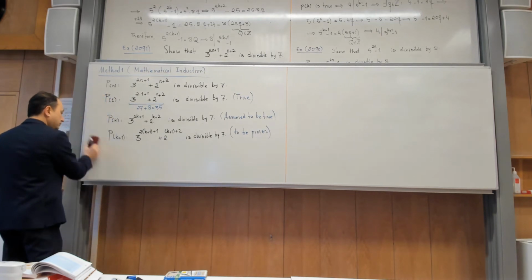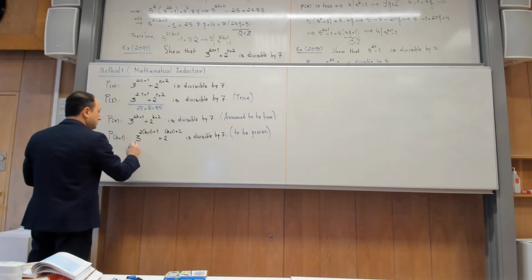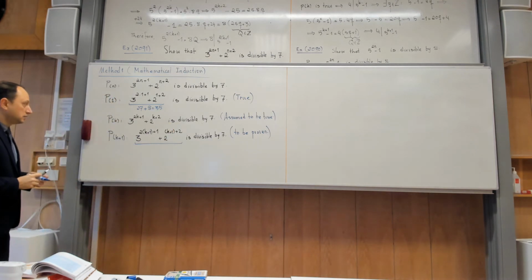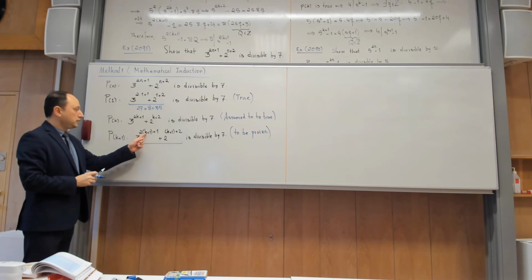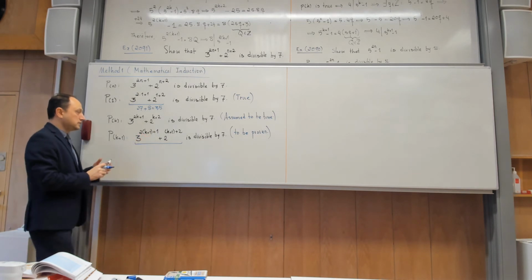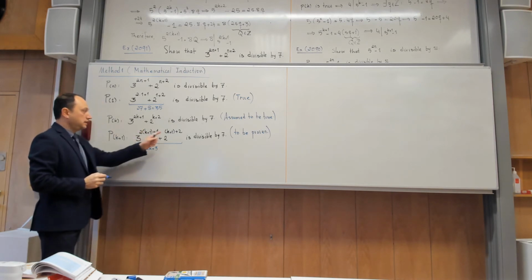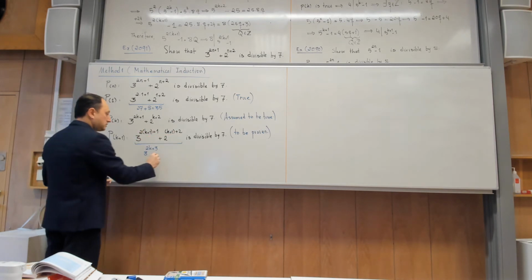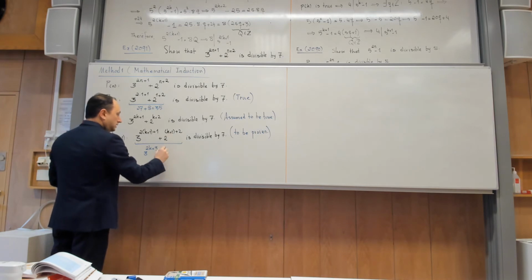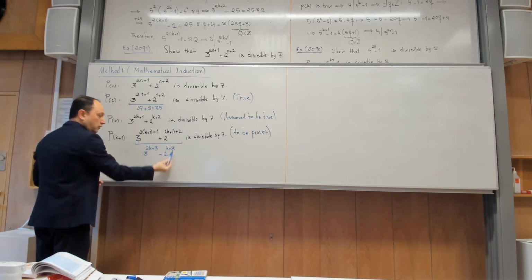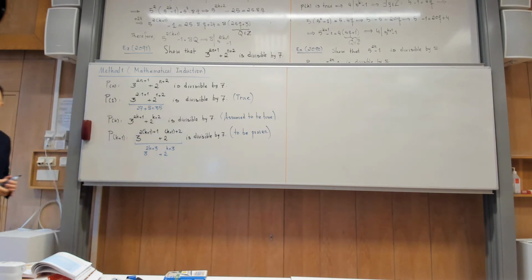But before proving that, I recommend you to simplify your expression as much as possible. So you multiply these two in. 2k plus 2 plus 1 is 2k plus 3: 3 to the power of 2k plus 3. And then k plus 1 plus 2 is 2 to the power of k plus 3. So you can forget about the original form. You can work with this new simplified form.